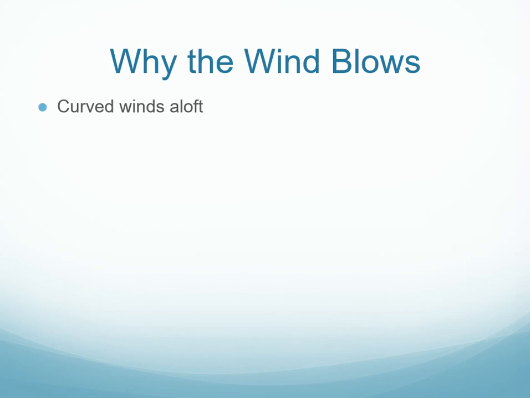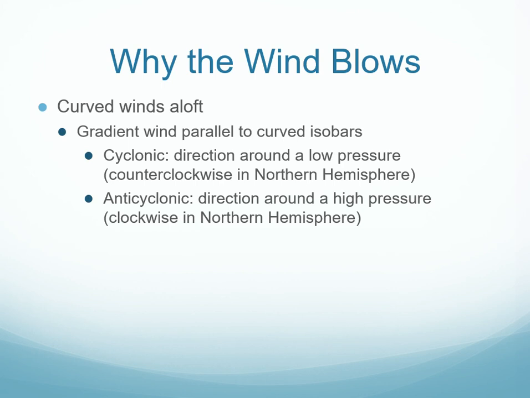Okay, so a summary of the three forces so far. When you're looking at air aloft, a few kilometers off the ground, you get a gradient wind that flows parallel to your isobars, whether they're curved or not. If they are curved, then the gradient wind will flow cyclonically, in other words, the direction around a low pressure, which is counterclockwise in the northern hemisphere. But if the winds are going around a high pressure, they will flow anticyclonically, which would be clockwise in the northern hemisphere.